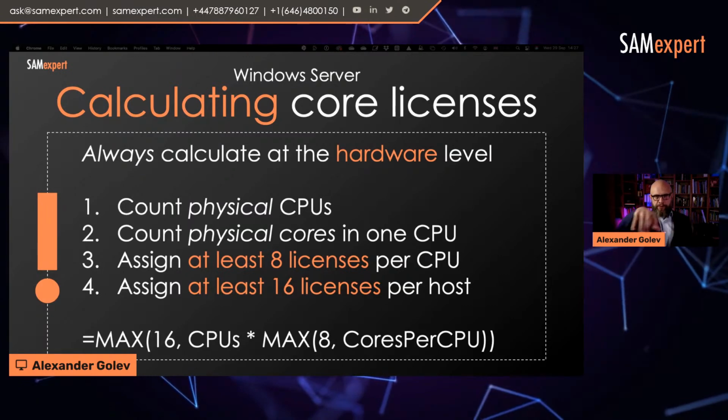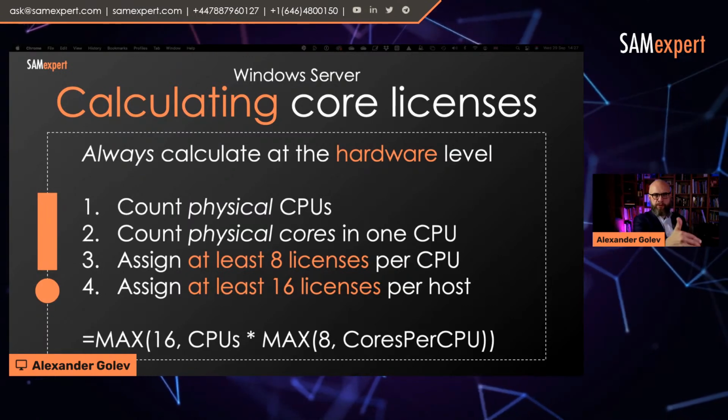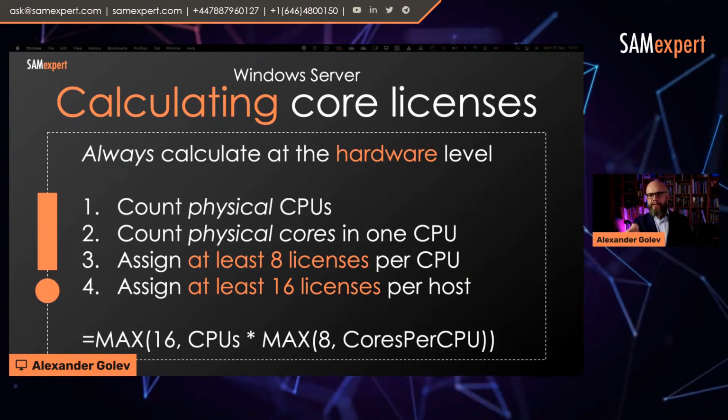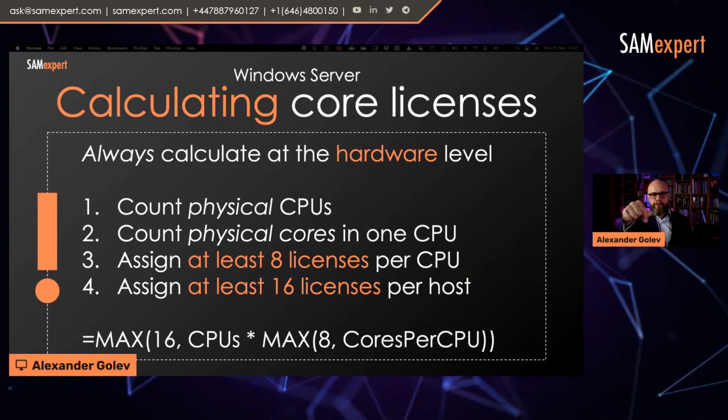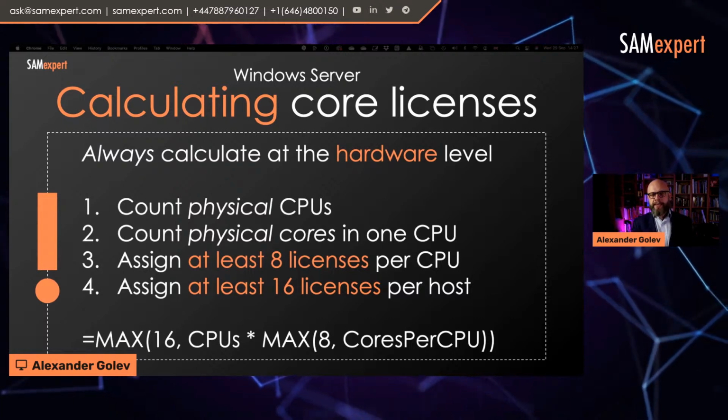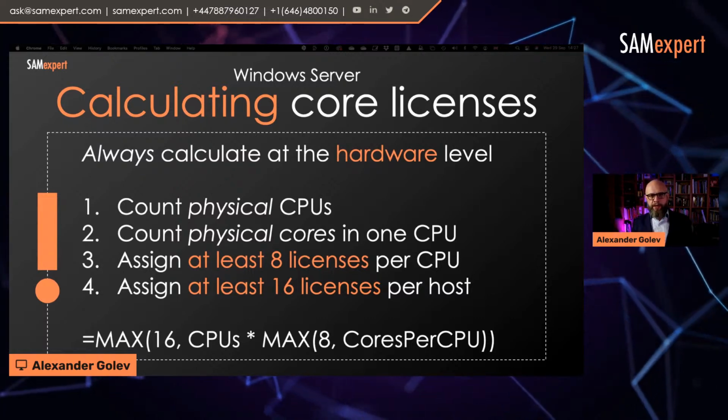Firstly, count the physical processors. Then you need to know how many cores there are in each processor. Then basically, what you need to do is assign at least 8 core licenses to each CPU. And then you assign at least 16 licenses to the entire box. So we have 2 minimums.